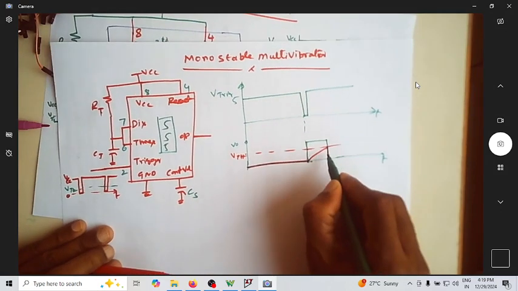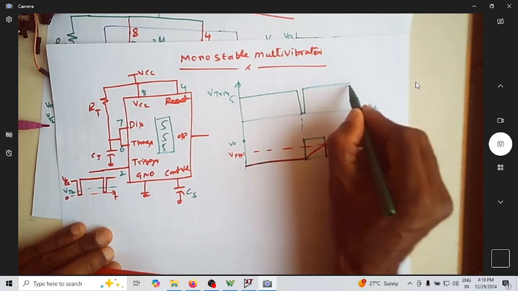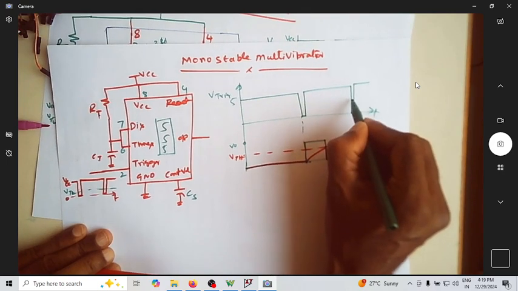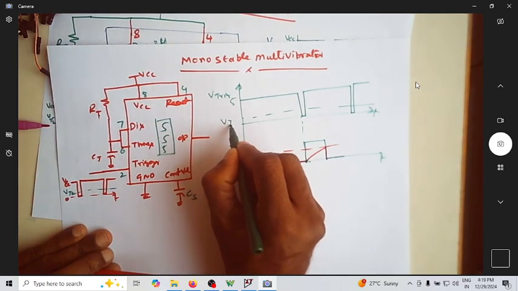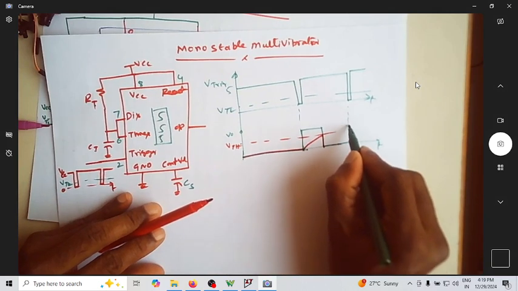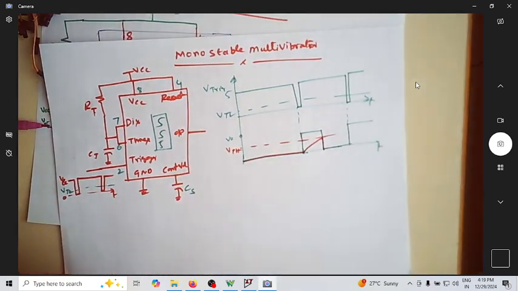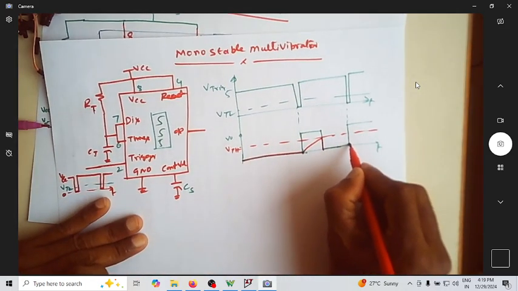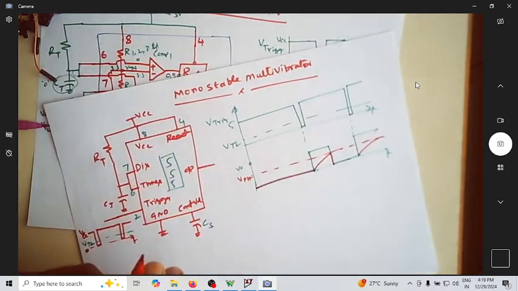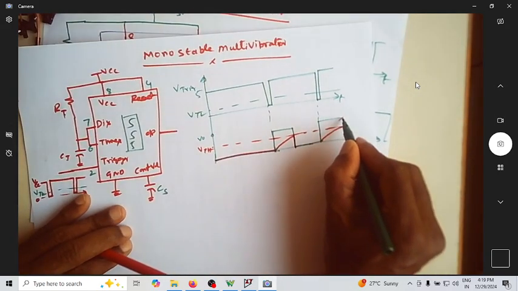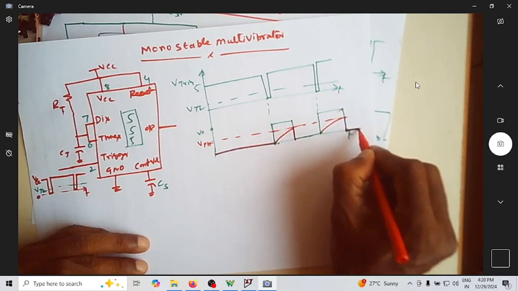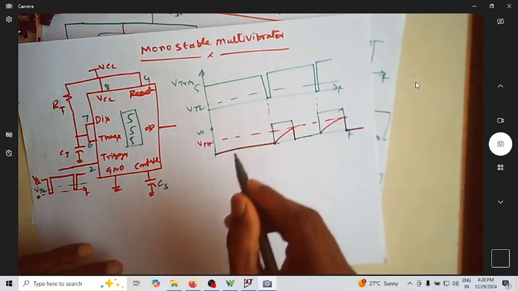Again, this remains in 0 state as long as you don't give a trigger signal. If I give a trigger signal again, what do I mean by giving a trigger signal? Make sure that the trigger amplitude goes less than VTL. Once it goes less than VTL, at that point the output goes to high state. How long does it remain at high state? Till the capacitor voltage reaches VTH. Once it reaches VTH, the output voltage again drops to 0, which is the stable state, and the capacitor will immediately discharge to 0. So this continues. This is my pulse width.